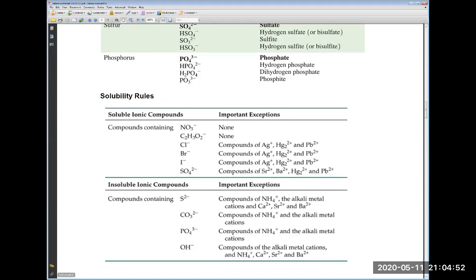And then the second part of the table lists the insoluble ionic compounds, and these are mainly made of sulfide, carbonate, phosphate, and hydroxide. But there are exceptions, which are, of course, when you have the alkali metals bonded to them. The ammonium ion is also making soluble compounds. And some more exceptions with calcium, strontium, and barium for sulfide or hydroxide. So you need to learn how to use those tables and find out from these tables if your ionic compound is soluble or not.